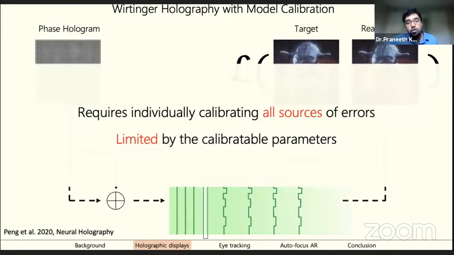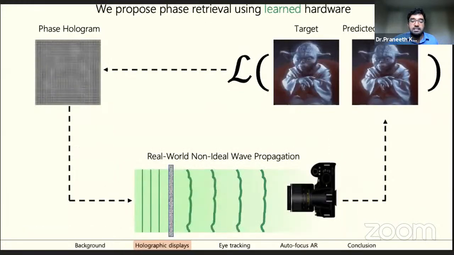So one way to overcome these limitations is to learn the entire real world wave propagation using something like a deep neural network, right? So to review, we started with some random phase, and then we let the light be modulated with this phase. The light wave propagates, it creates an image, and we use this image to minimize the error between this image and the target. So that is the optimization loop, right?